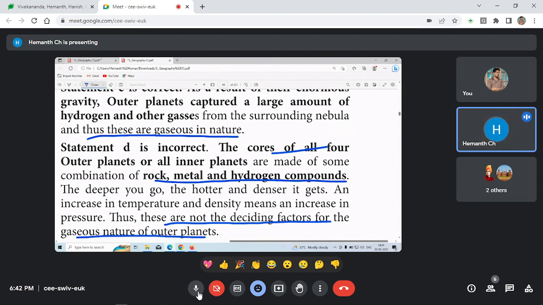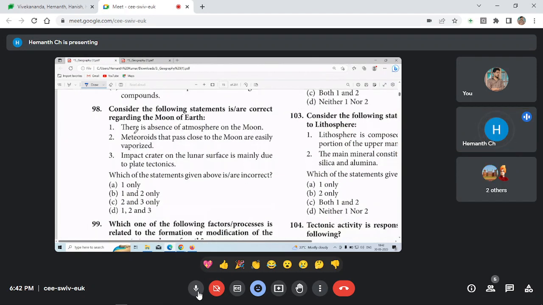Next, question 98. Consider the following statements about the moon of the Earth. There is a presence of atmosphere on the moon.